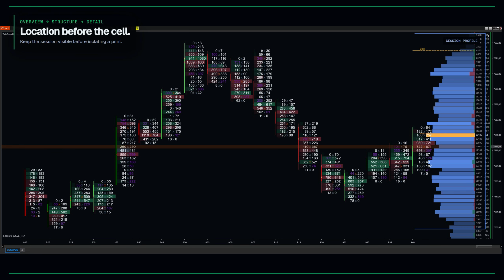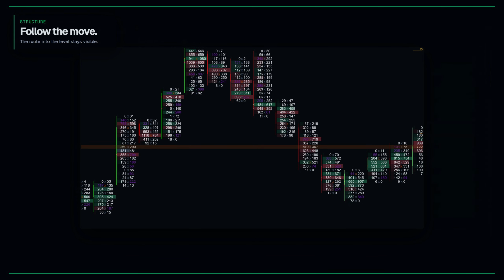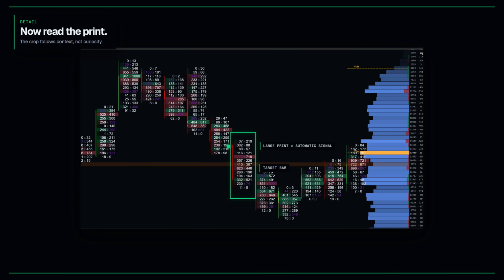Before reading a cell, start with location. We first view the United States main session, narrow to the structure around the move, and only then zoom into a readable footprint bar. We keep the session profile, important highs and lows, and the approach into the level visible long enough to orient ourselves. A large number in the middle of nowhere is often less useful than an ordinary number at an important edge. Context decides what deserves the detailed crop.